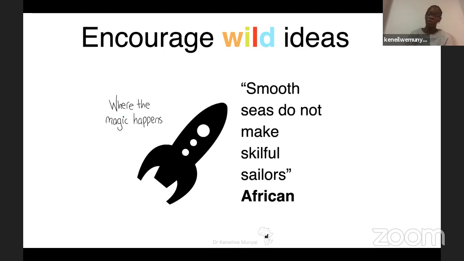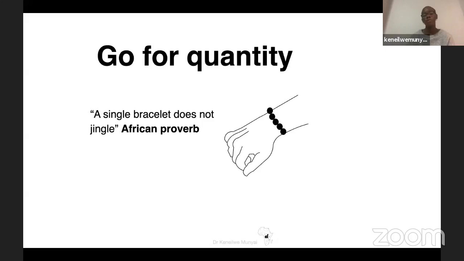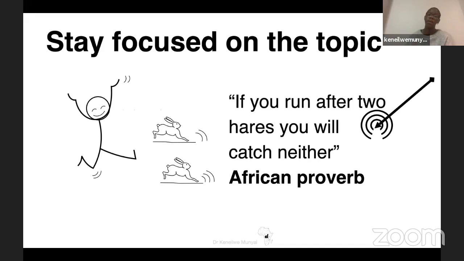And then, of course, going for quantity, it's about creating a variety of options to choose from. When you have a variety of options, you're likely to come up with better innovations. And then staying focused on the topic, you obviously do not want to diverge beyond the scope of what you are allowed to do. So staying focused is quite important.